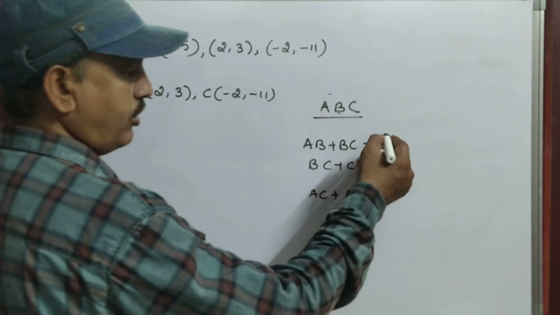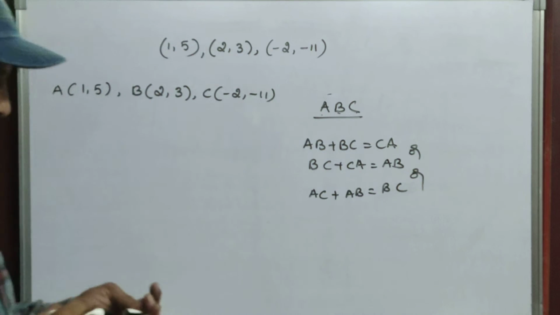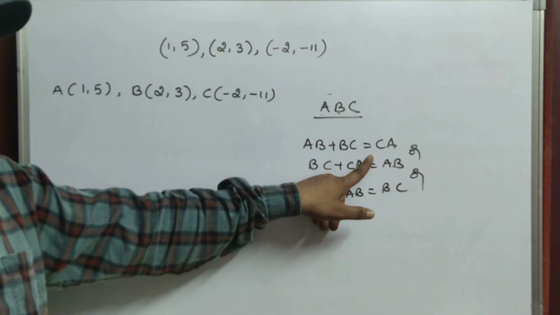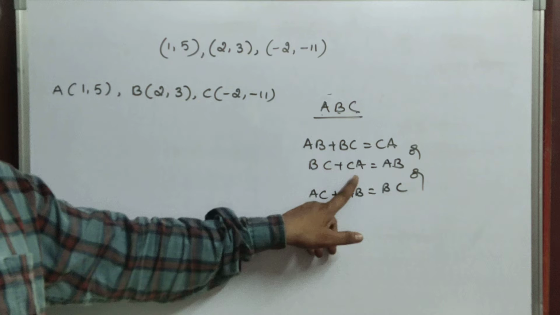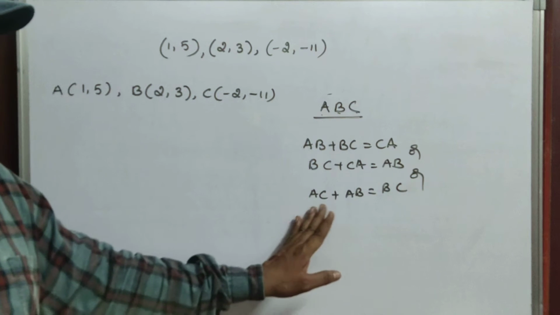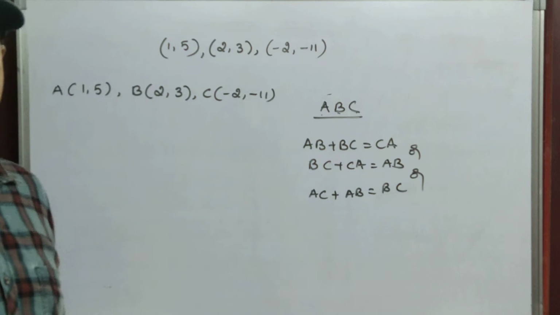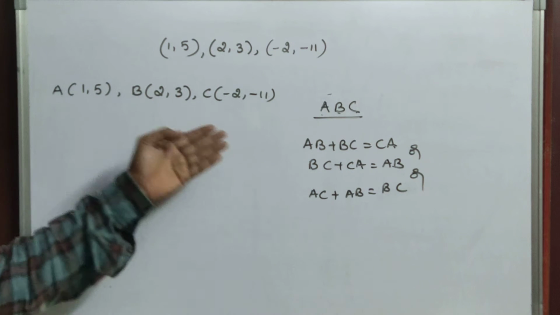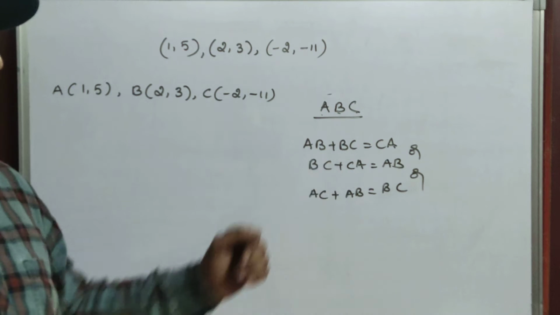That means not all of these, only at least one of these needs to be satisfied. That means AB plus BC, if you add, you have to get CA. Or BC plus CA, if you add, you have to get AB. Or AC plus AB equals BC. At least one of these satisfies, then the given points are called collinear.